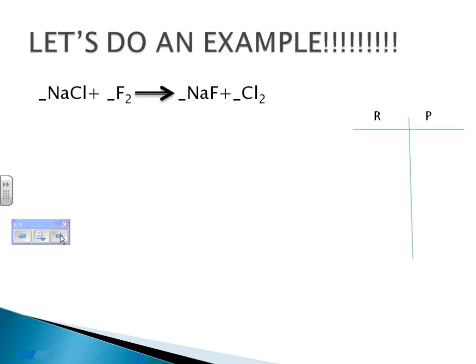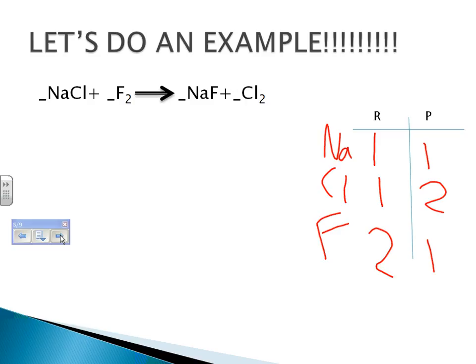So our example is sodium chloride and fluorine react to form sodium fluoride and chlorine. So our first step is to set up a chart with reactants on one side and the products on the other, represented by R and P. Then we fill in the chart with the current amount of each of the elements on each side. Then we must make sure each element has the same amount on each side by placing coefficients before each substance.